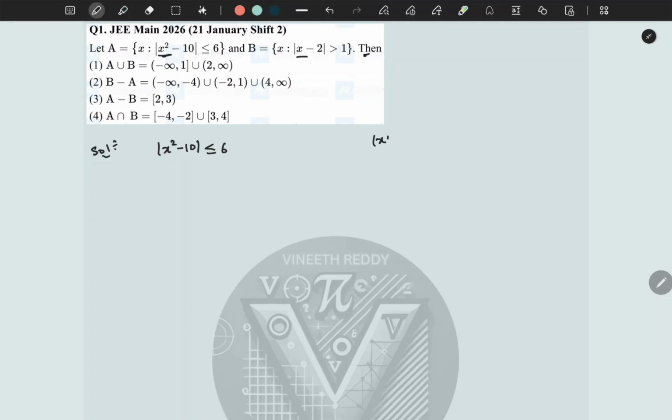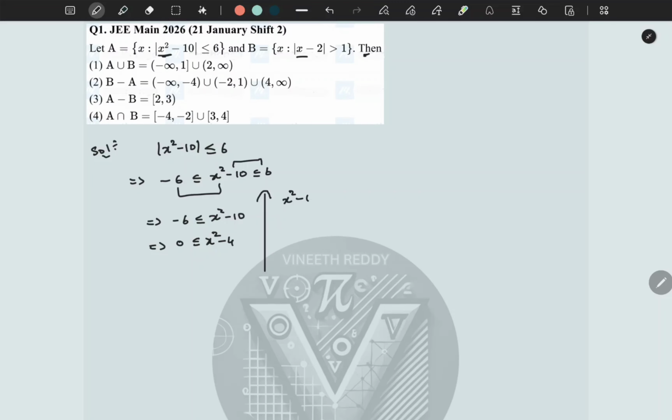Now let me recall the concept. If mod x is less than or equal to a, then we can say minus a is less than or equal to x, which is less than or equal to a. I hope you remember this. So based on that, we can write minus 6 less than or equal to x square minus 10 less than or equal to 6. If I solve this inequality first, we get minus 6 less than or equal to x square minus 10. Add 10 on both sides, so we get 4 less than or equal to x square. So here I should be taking the intersection, right?